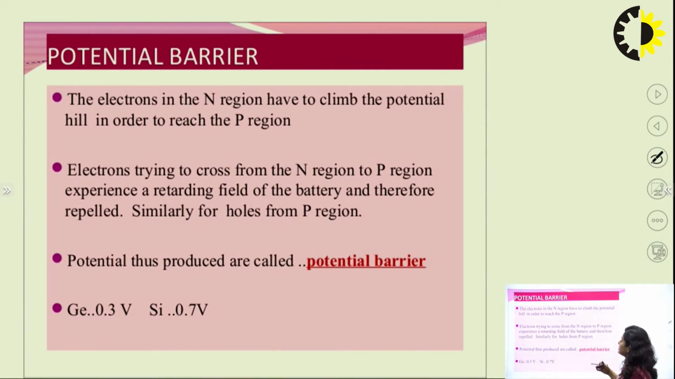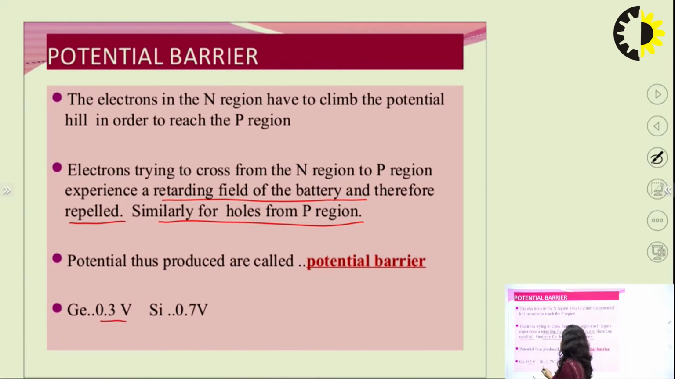Electrons trying to cross from the N region to the P region experience a retarding field of the battery, and therefore they get repelled. Similarly for holes from the P region. The potential thus produced is called the potential barrier. For germanium it is 0.3 and for silicon it is around 0.7 volt. So we have these values of potential barrier for the silicon and germanium side.